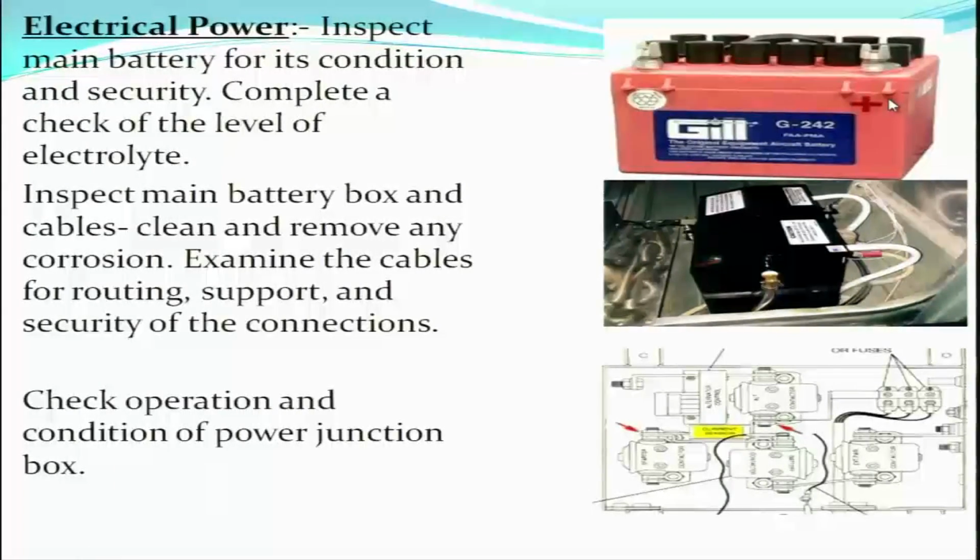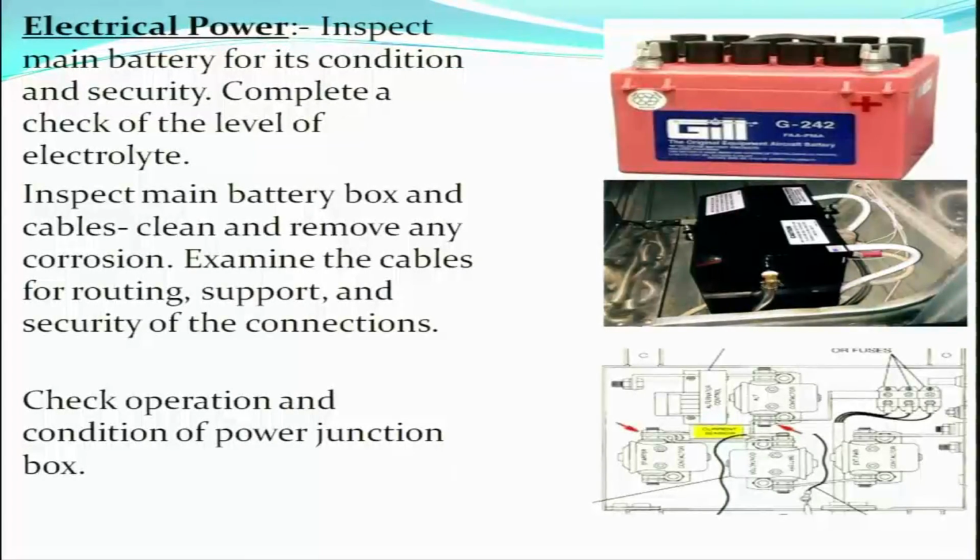Inspect main battery box and cables. We will check the battery box and the cables. Clean and remove any corrosion. In case there is any corrosion, the battery has to be removed. The battery compartment, the battery box has to be cleaned properly. Examine the cables for routing, support and security of the attachments. The cables are to be examined for routing, the support and the security of connections.